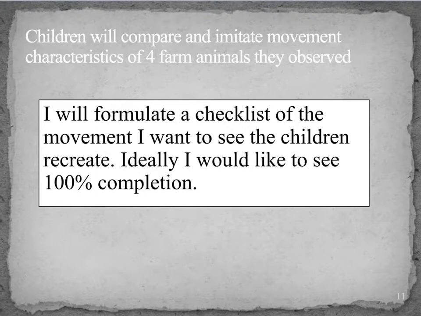Here's an example. The student wrote this objective: Children will compare and imitate movement characteristics of 4 farm animals they observed. The student will assess this by formulating a checklist of the movement I want to see the children recreate. Ideally, I'd like to see 100% completion.